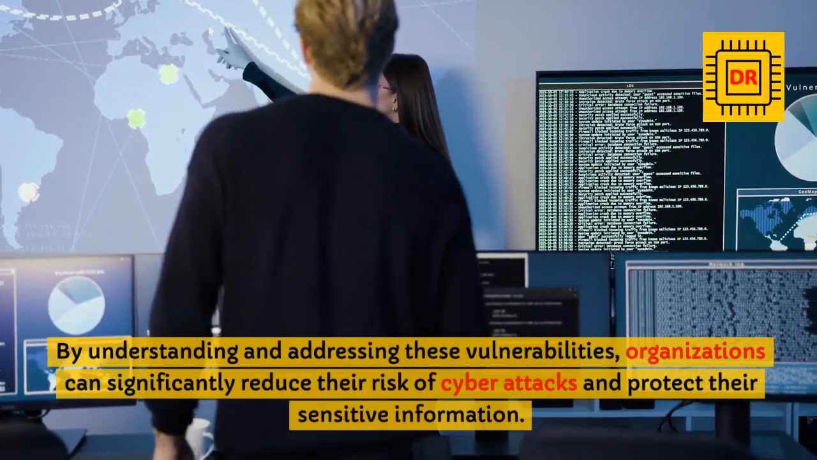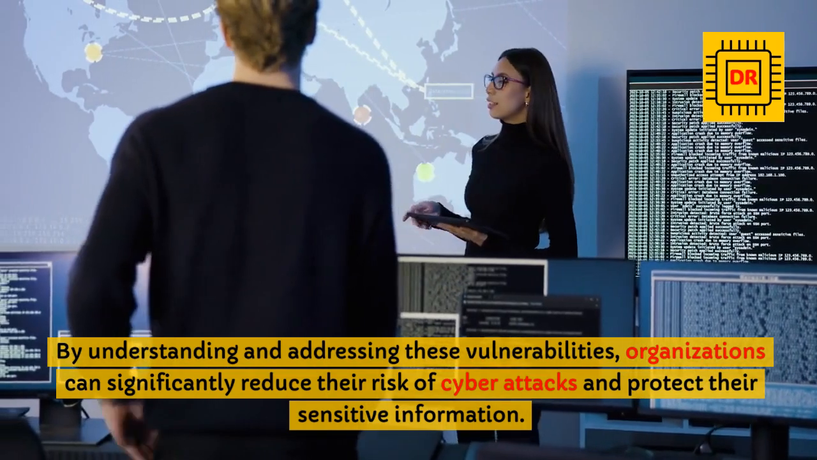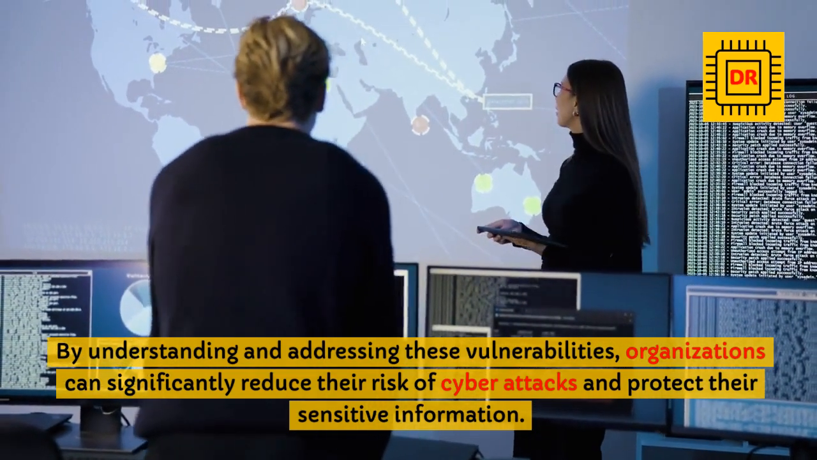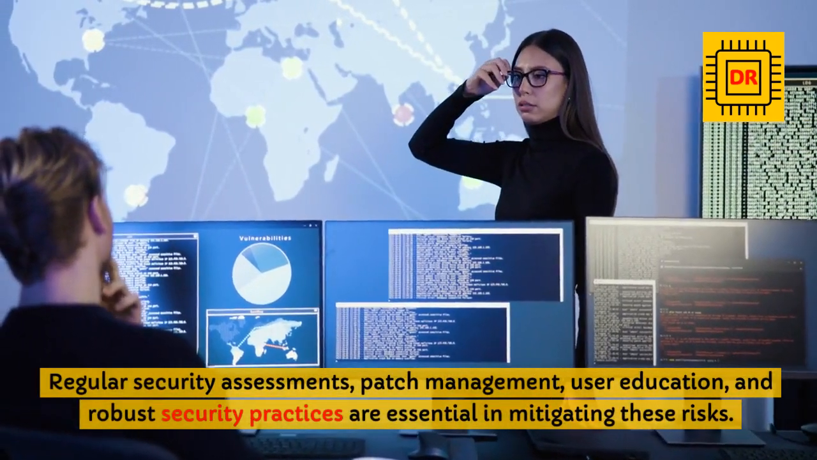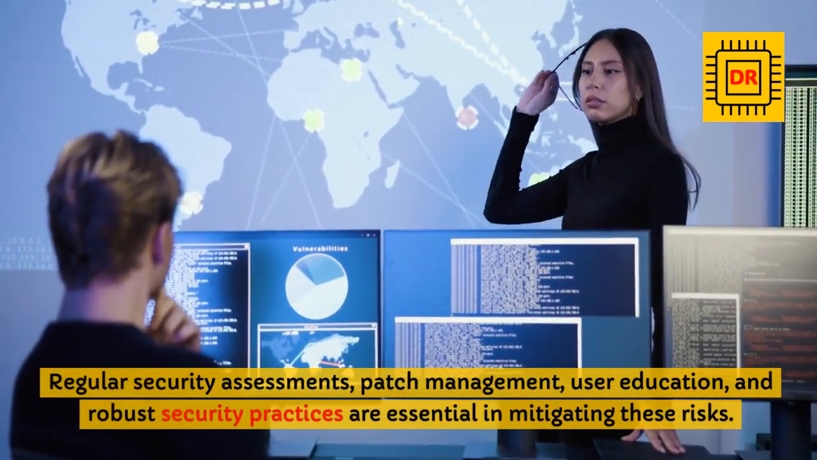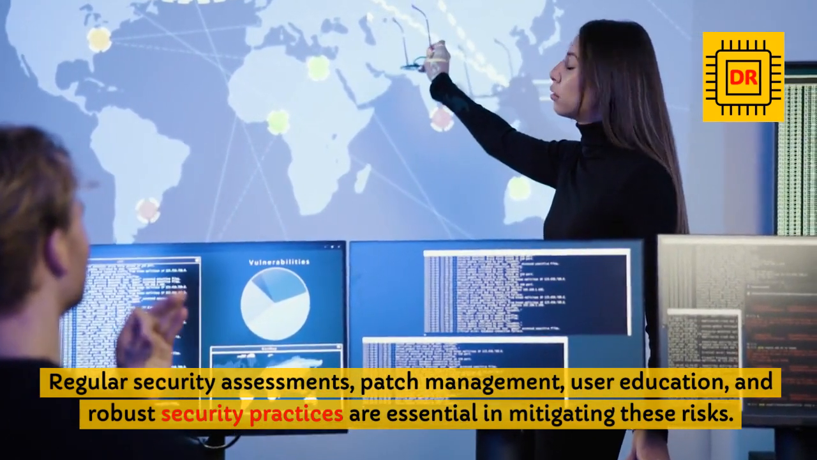By understanding and addressing these vulnerabilities, organizations can significantly reduce their risk of cyber attacks and protect their sensitive information. Regular security assessments, patch management, user education, and robust security practices are essential in mitigating these risks.